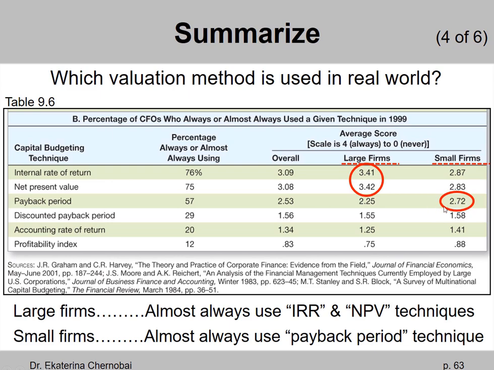They're dealing with hundreds of dollars, thousands of dollars, right? And then the payback period, which completely ignores discounting, is good enough for small firms, where discounting would make a difference of just maybe a few cents.